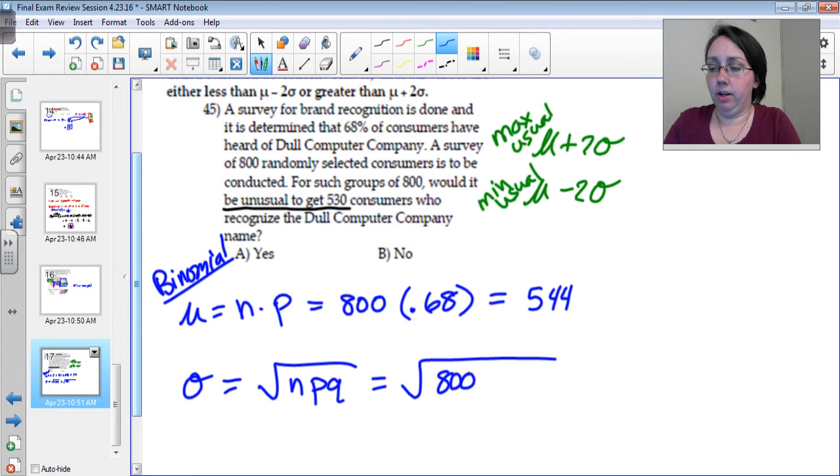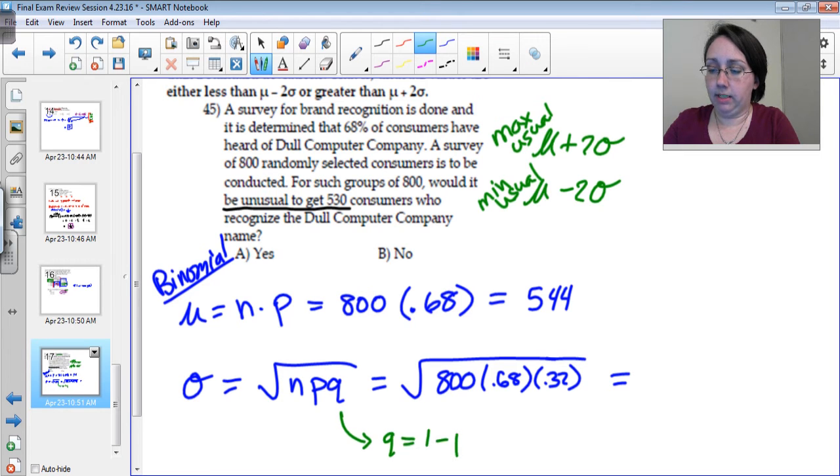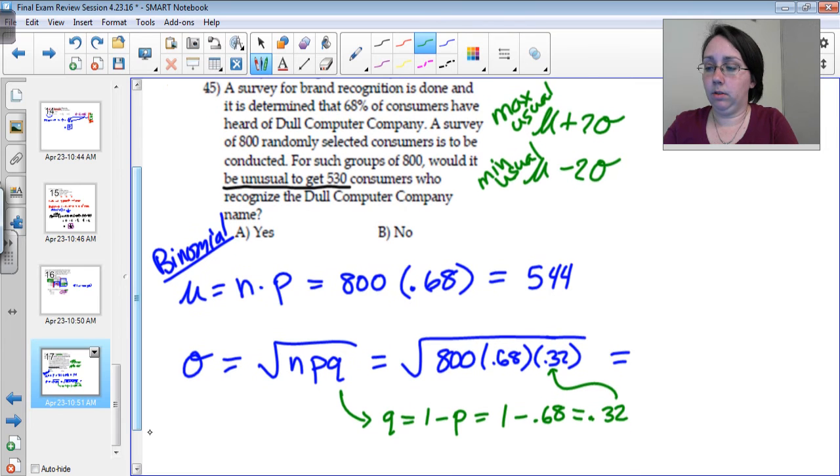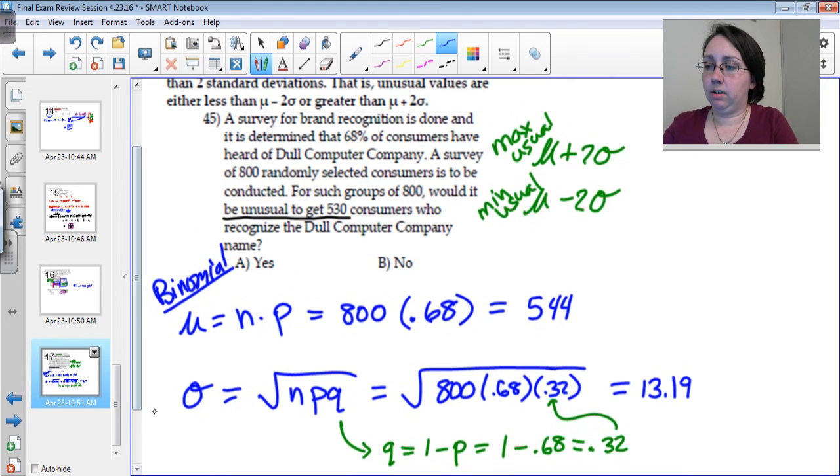So 800 times 0.68 times 0.32. Q is 1 minus p, so 1 minus 0.68 is 0.32. That's your q. So the answer is 13.193938.